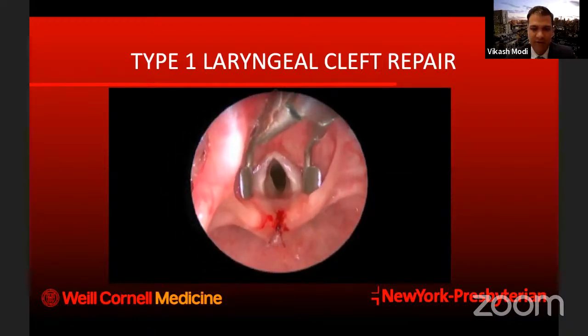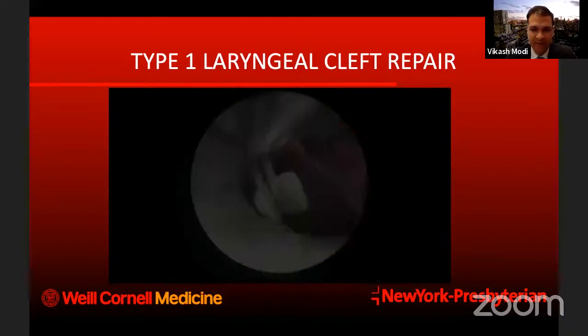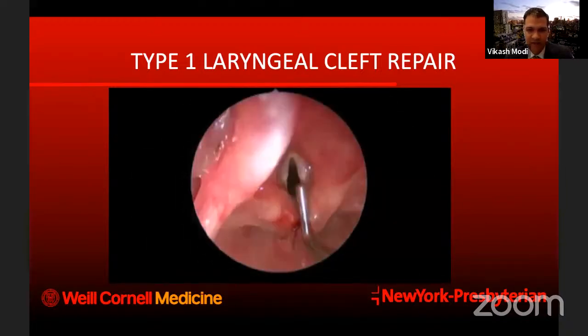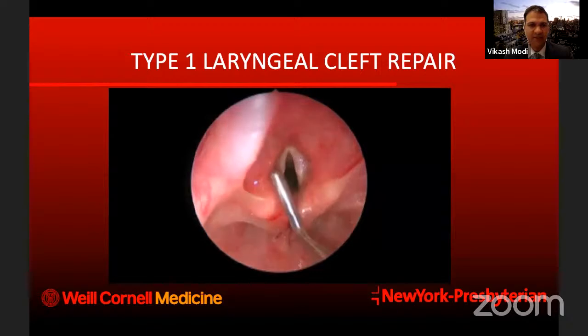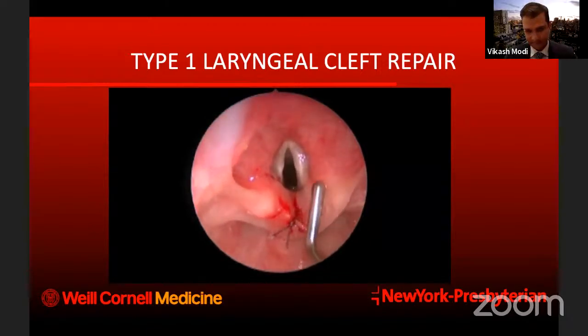And then we'll release the false vocal fold spreader. And this is all without intubation, spontaneous ventilation. And you notice that interarytenoid region is higher than the level of the vocal cords now.